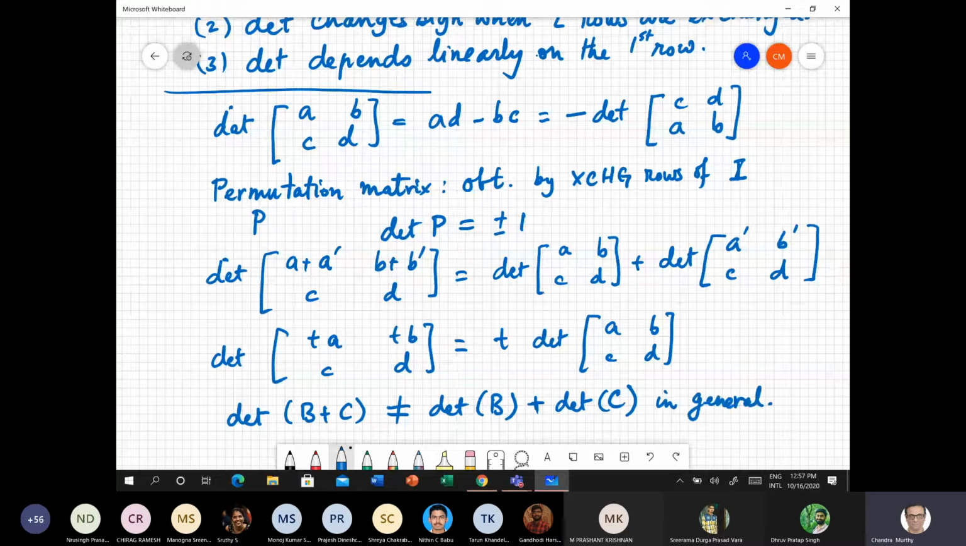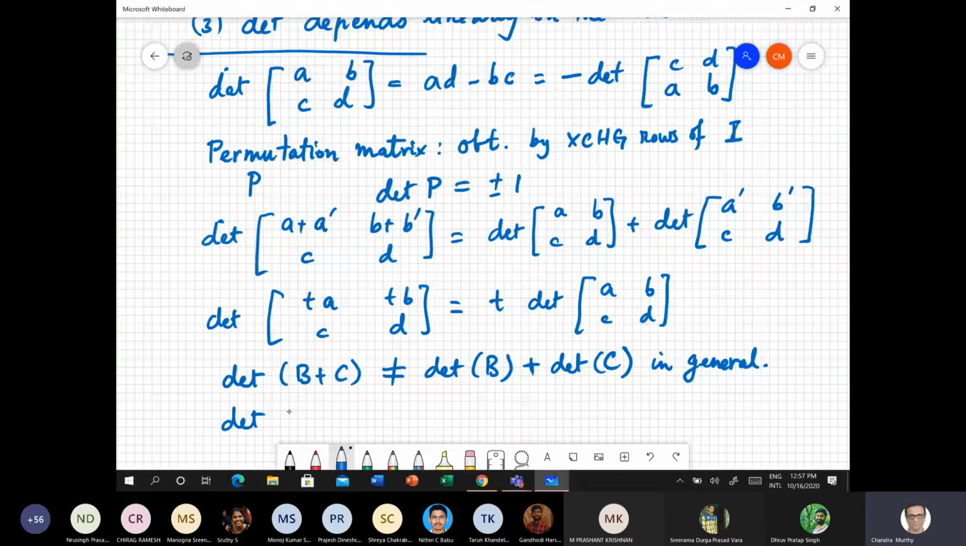So here it is true when B and C differ only in one row, then determinant of B plus C is equal to determinant of B plus determinant of C. But in general, it's not true. And further, determinant of, say, T times A is not equal to T times determinant of A. It's only when you scale a single row that the determinant scales by the same factor T.